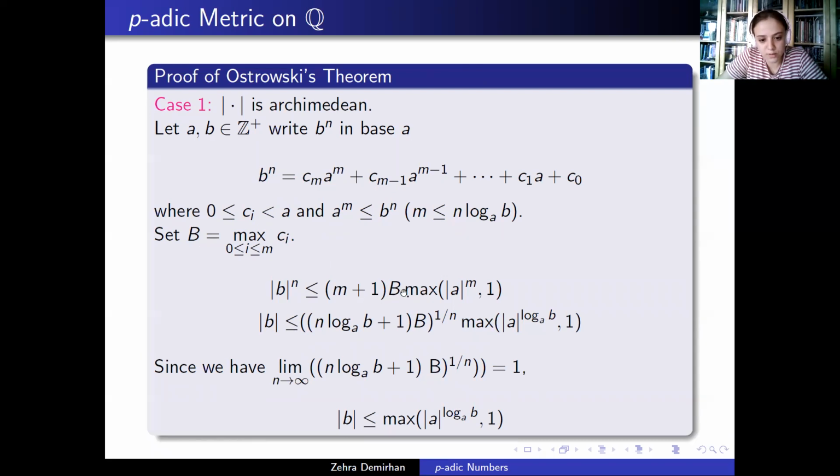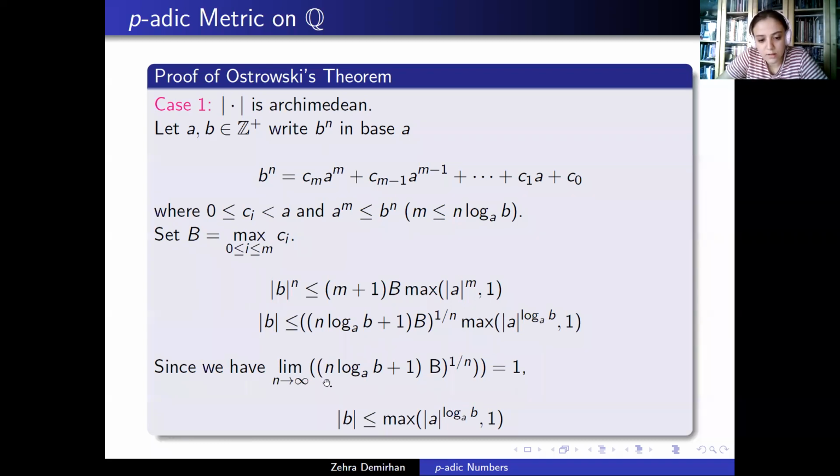Let me explain in a detailed way. Here, B is the maximum of the c_i's, and we have m plus 1 terms of the c_i's. And also we are considering the maximum value of the norm of a^m and 1. So here, if the norm of a is less than 1, we get 1 as the maximum value. And if otherwise, the norm of a^m is the maximum value here. So this inequality holds. Now let's take 1 over n power of each side. And also let's replace this m by n times logarithm base a of b. This inequality holds since a^m less than or equal to b^n implies it.